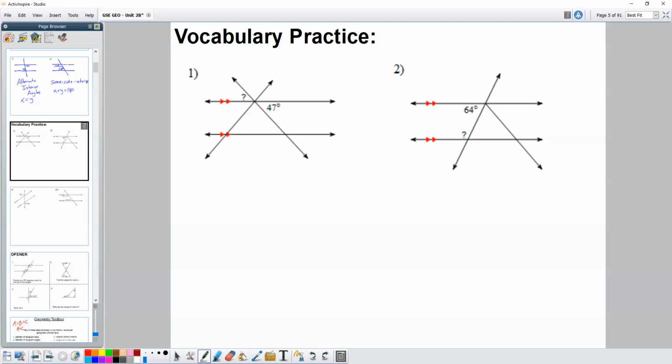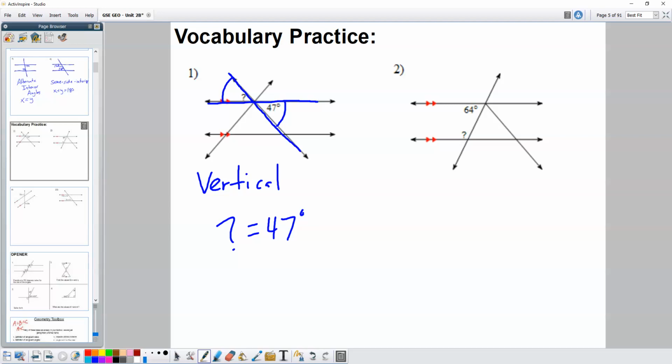So on number 1, it's got like 2 transversals going through there. What I see is this, and these angles make an X. Those are vertical angles. So right, just to kind of reinforce the vocabulary, those are vertical angles. What do I know about vertical angles? Well, they're equal. Question mark equals 47. Done. Showed all my work.